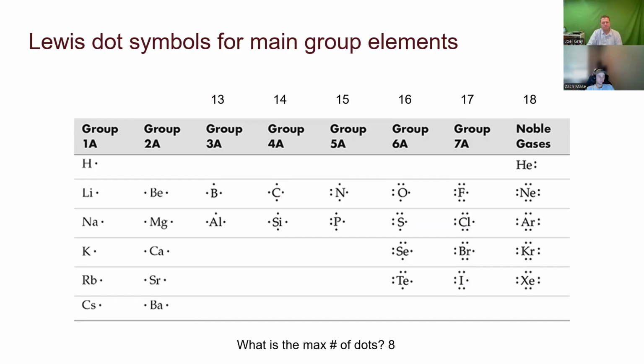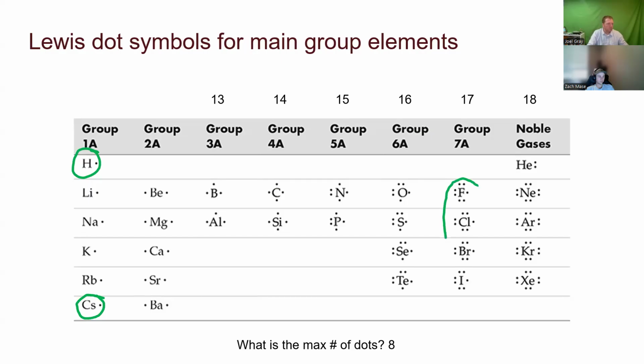Now to illustrate that idea and apply it to other Lewis symbols for our main group elements, here's what we've got. We've got hydrogen with just 1 valence electron. Hydrogen happens to only have 1 electron. Cesium down here, well, cesium is a group 1 atom, has 1 valence electron.